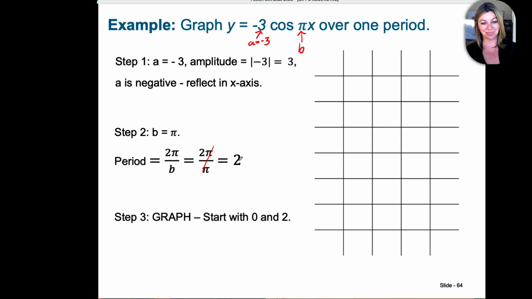So let's start our graph. We're going to start it at 0 and end it at 2, and we want to find 3 points of interest between. From 0 to 2, if we go a quarter of the way there, we're at 1/2. From 0 to 2, halfway there, we're at 1. And from 0 to 2, 3/4 of the way there, we're at 1.5, or 3/2.